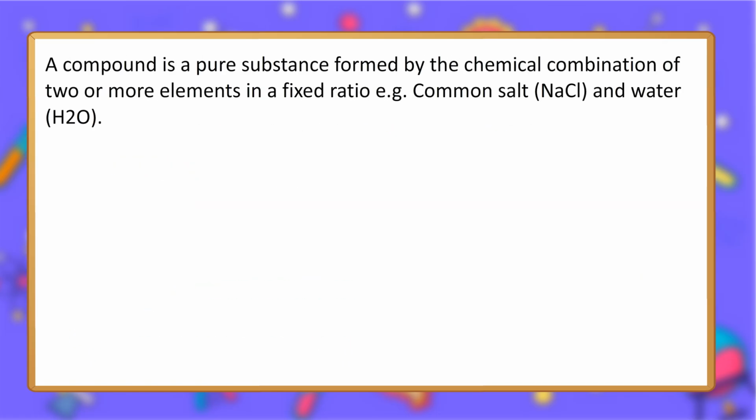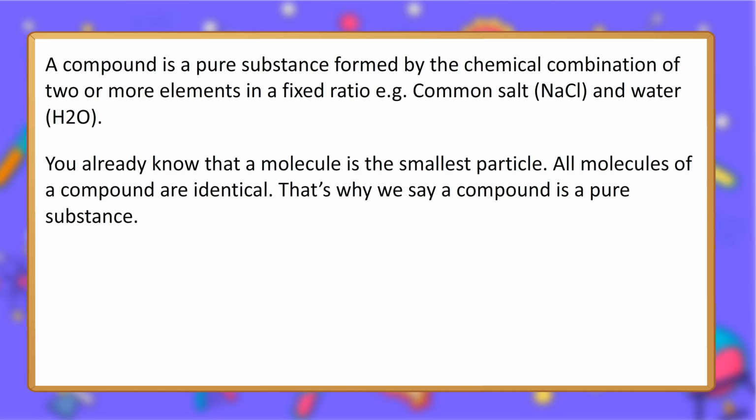Compounds or pure substances. A compound is a pure substance formed by the chemical combination of two or more elements in a fixed ratio, for example common salt, NaCl, and water, H2O. You already know that a molecule is the smallest particle. All molecules of a compound are identical. That's why we say a compound is a pure substance.